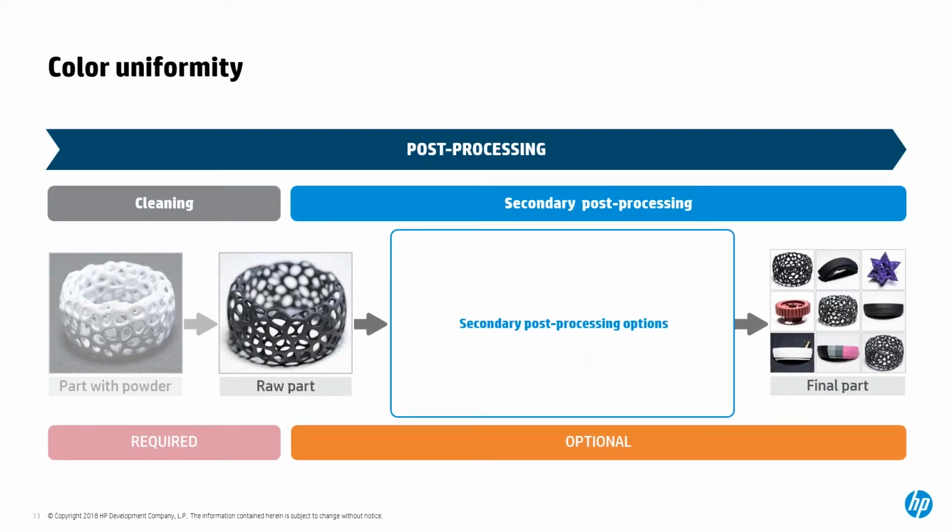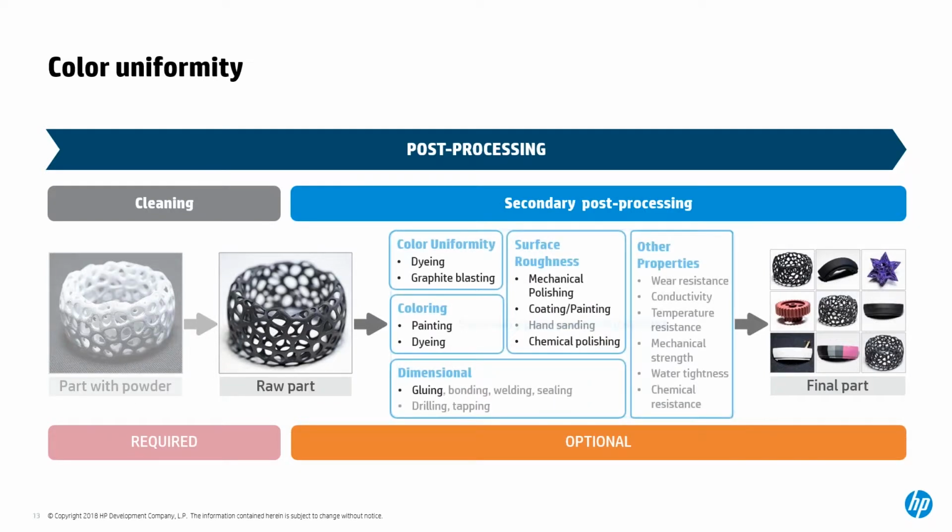For this presentation, I have classified all these options depending on what the customer is trying to achieve. So the post processes are organized depending on if they are able to achieve color uniformity, coloring the parts, improving the surface roughness, the dimensional properties, or even other properties such as the conductivity or the temperature resistance of the material. But in today's webinar, as you can see, the list is very long, so I will be able to cover only the options that are highlighted in black.